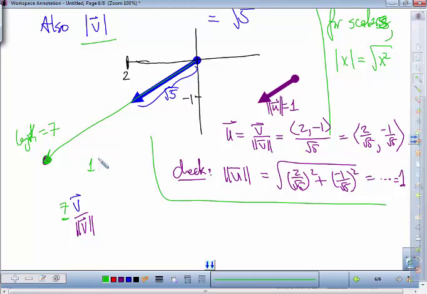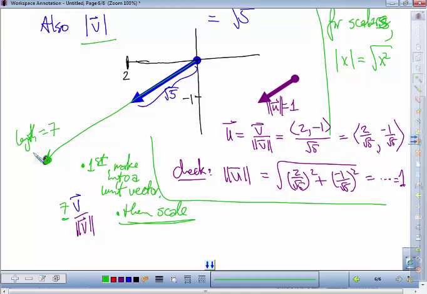So first, make it into a unit vector, then scale appropriately. Okay? So whatever vector we got last time, if you just multiply this unit vector by 7, this is going to go exactly 7 units, and then you're going to have magnitude 7. And that's what you want. Okay?